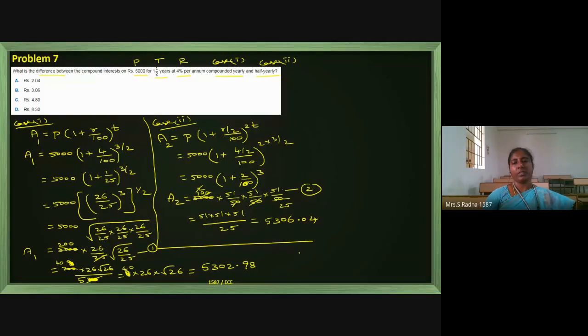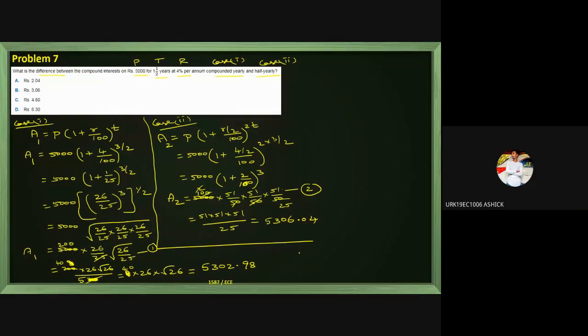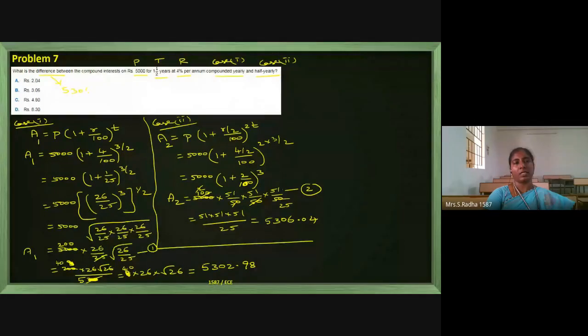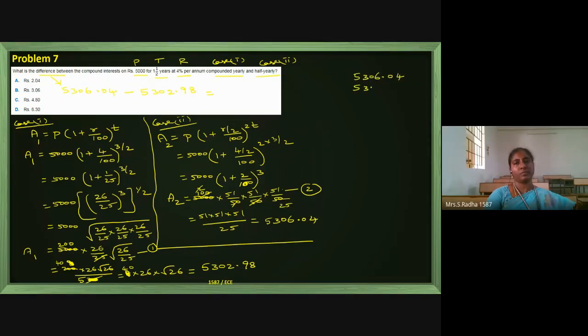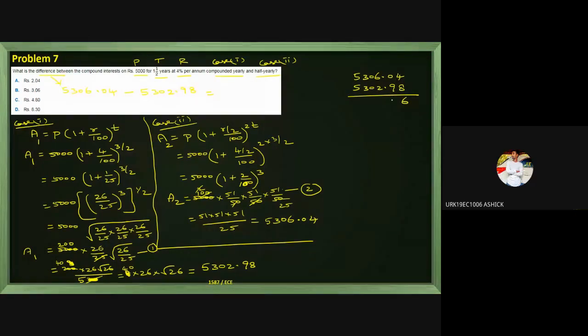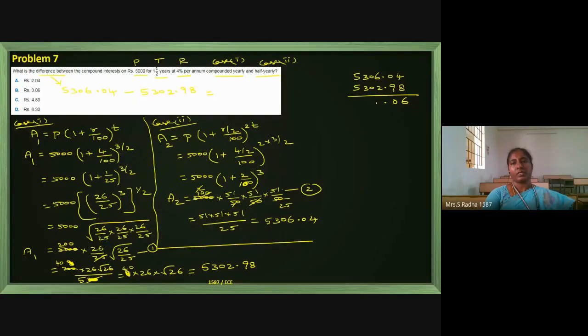5302.98. Now the difference is nothing but higher value minus lower value. If you simplify it by putting one below the other, without any mistake, we will complete this. The difference is 3.06. Option B is the correct answer.